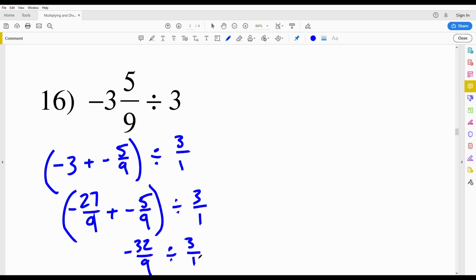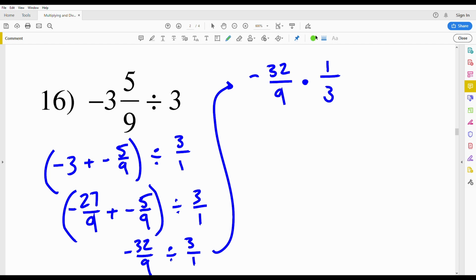So now that I have everything as fractions, remember, dividing by a fraction is the same as multiplying by its reciprocal. So what I'm going to do is I'm going to now have negative 32/9, but I'm going to be multiplying that by 1/3, because I'm flipping my 3 and 1. And a negative times a positive is a negative. 32 times 1 is 32, and that's all over 9 times 3, which is 27.